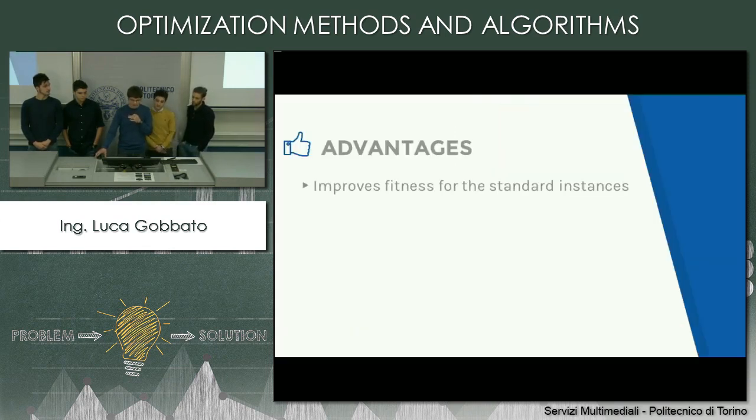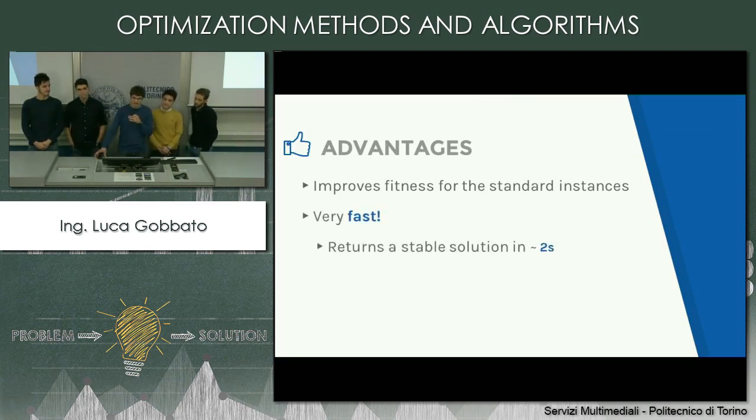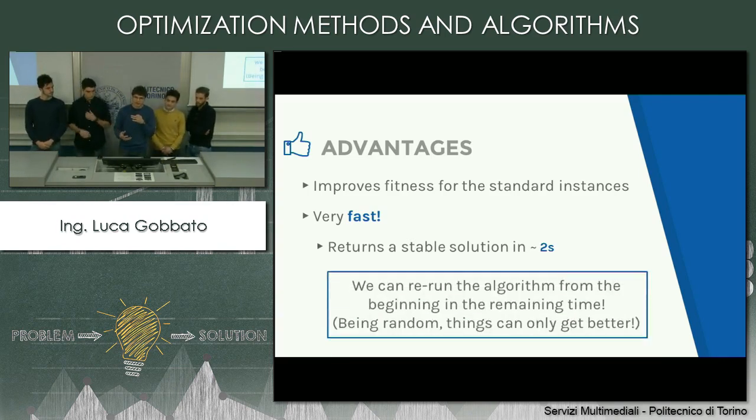The advantage of VNS is that it improves the fitness for standard instances, and it's very fast as it reaches a stable solution in around 2 seconds. This is true, of course, for bigger instances, while for the smaller ones, it converges in around 180 milliseconds. So, as it is so fast, we can think to rerun it from the beginning in the remaining time, because it is random, and so it can only improve the fitness. Now, for a brief summary and results, I will give the word back to my fellow Francesco Vergona.